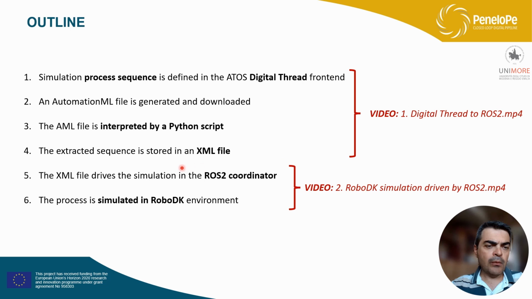And then once we have the XML with the main steps of the process provided to the ROS2 coordinator, the process can start. And I can show you the process, how it is simulated in the RoboDK environment. So you can see from the next few slides and videos how the process defined in a digital thread goes through the steps until the simulation in RoboDK.